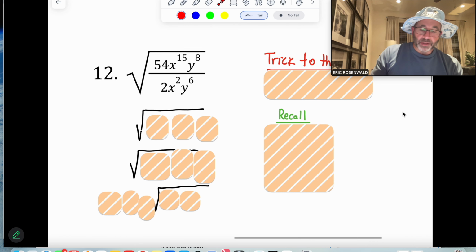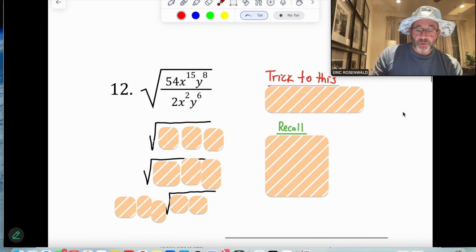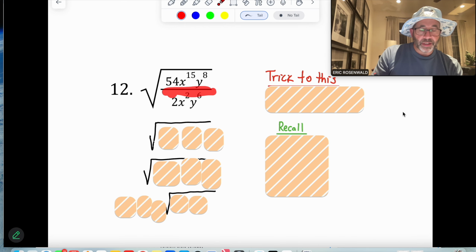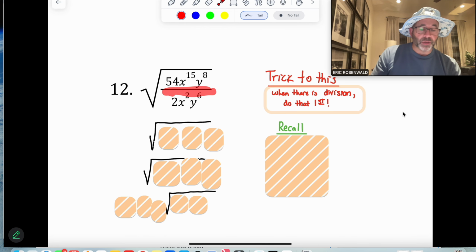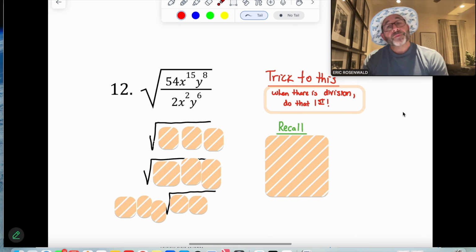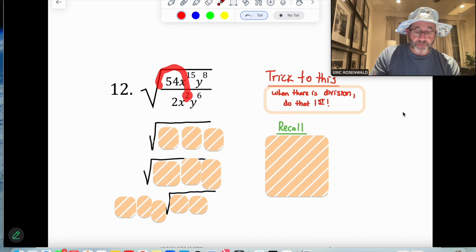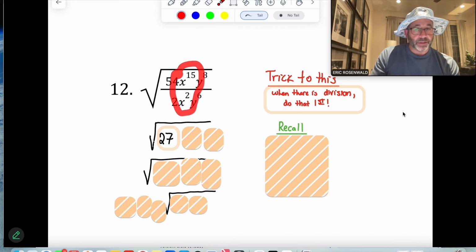All right, take a look at this one. The trick for this one is, you notice how we have division going on here? Do the division. That's the trick. When there's division, do that first. So first things first, 54 divided by 2 is 27. X to the 15th over x to the 2nd is x to the 13th.